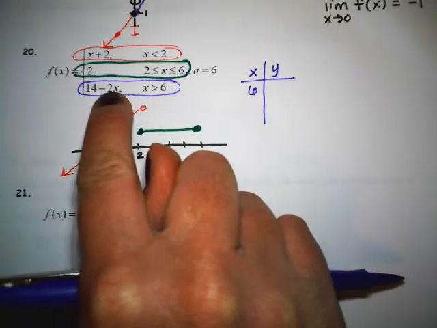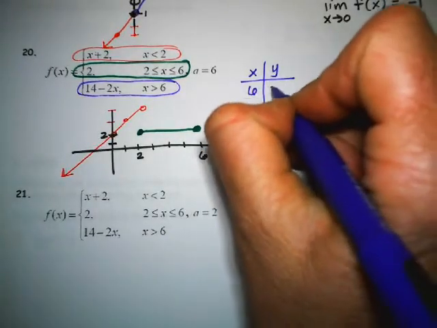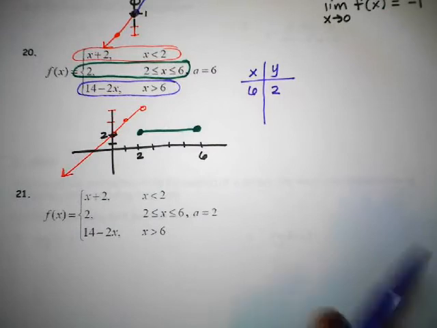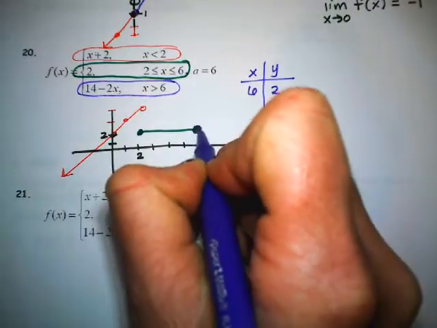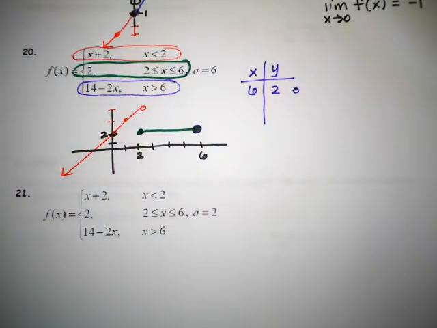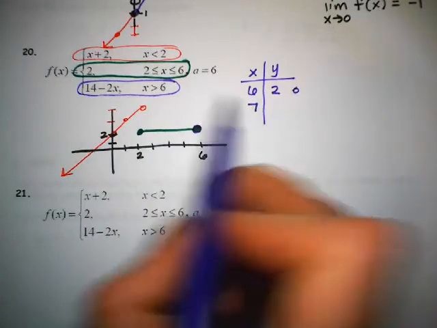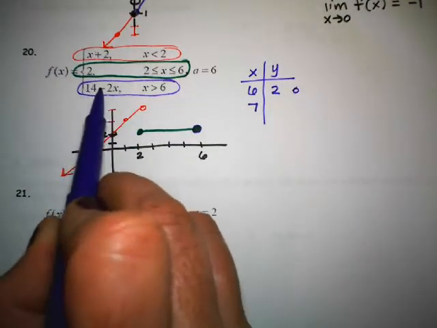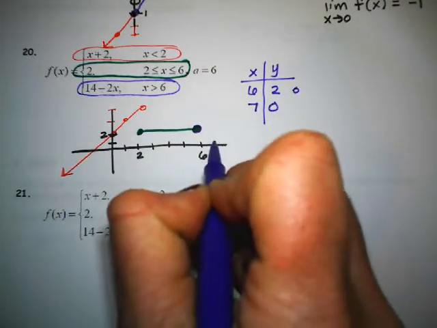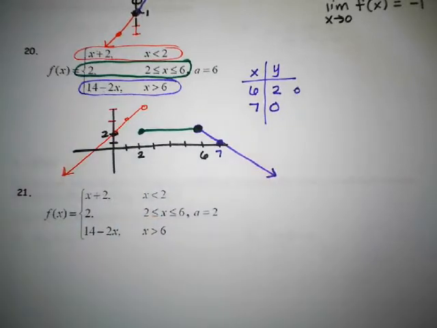If I subbed 6 in here, 14 minus 12 is 2. And so at 6 comma 2, I'm going to make an open circle. I know it's already filled in by what I graphed in green, but I'm going to put an open circle here. I'll graph one more point. 7. 7 times 2 is 14. 14 minus 14 is 0. And so this is a line, and it's going to look like that. So those are my 3 pieces to this piecewise function.